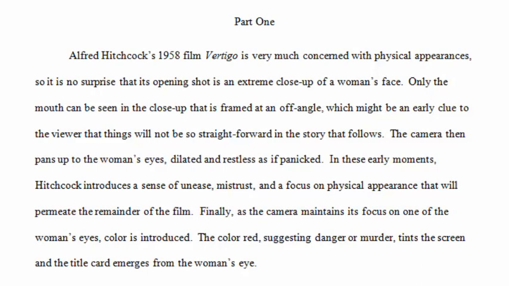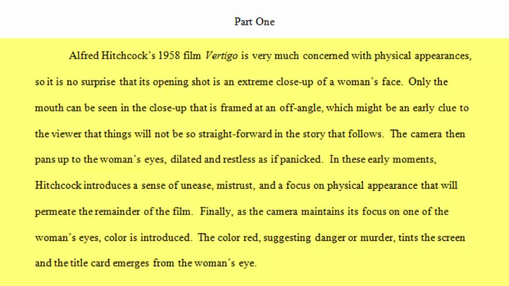Alfred Hitchcock's 1958 film Vertigo is very much concerned with physical appearances, so it is no surprise that its opening shot is an extreme close-up of a woman's face. Only the mouth can be seen in the close-up that is framed at an off angle, which might be an early clue to the viewer that things will not be so straightforward in the story that follows. The camera then pans up to the woman's eyes, dilated and restless, as if panicked. In these early moments, Hitchcock introduces a sense of unease, mistrust, and a focus on physical appearance that will permeate the remainder of the film.